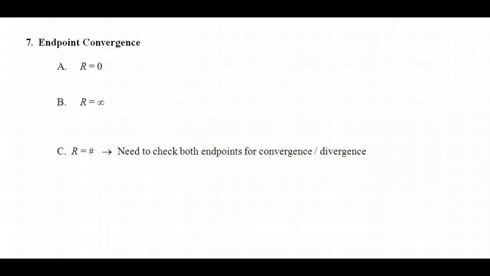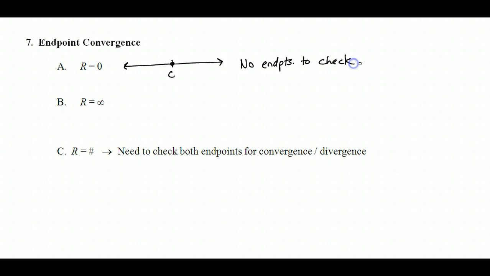Alright, so now to talk about the endpoint convergence. If your radius is equal to 0, your power series will only converge at its center. You don't have a radius, so you have no endpoints to check. Which is actually really nice, and when you get to these problems, it's like, oh, that's awesome. Same thing as if your radius is equal to infinity. So here's my number line, here's my center, but my radius is infinity. That means it converges all the time, and we don't have to check endpoints again. So we can write in here: no endpoints to check.